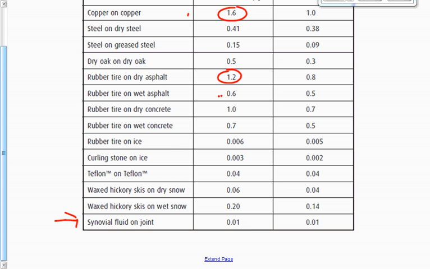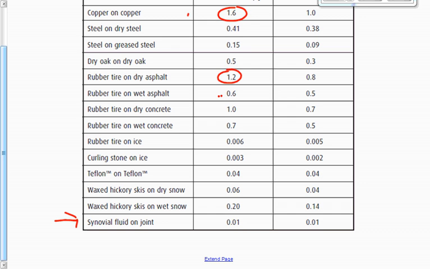Why? Well, you've got bone and bone rubbing against each other, right? Well, no, you don't. You actually have a fluid in between the bones that allows the bones to not actually make contact. So the coefficient of friction is reduced dramatically from bone on bone to fluid on the joint. 0.01. That's an incredibly low coefficient of friction. Slides really, really well. It's amazing how the body produces these things that it needs to make it work efficiently, right?